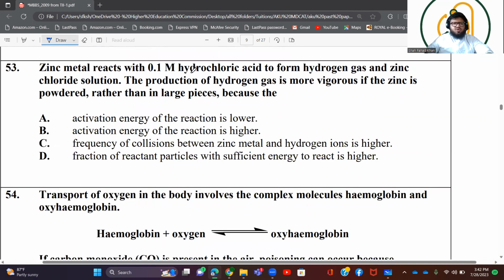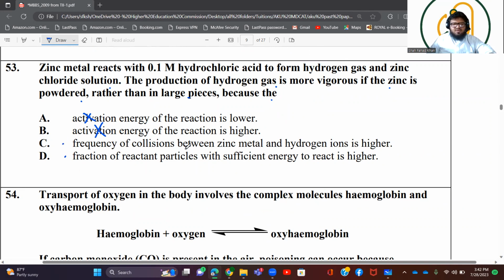Zinc metal reacts with 0.1 mole per dm cube hydrochloric acid to form hydrogen gas and zinc chloride solution. Production of hydrogen gas is more vigorous if zinc is powdered rather than in large pieces because powdered would mean a large surface area. And large surface area would mean that more molecules would be able to hit each other successfully with enough energy to convert into products. So activation energy has nothing to do with the surface area. It's either C or D.